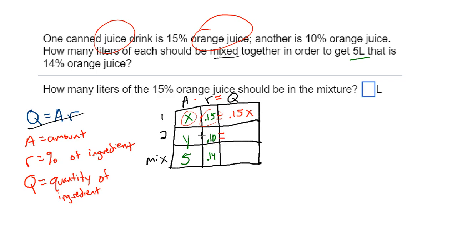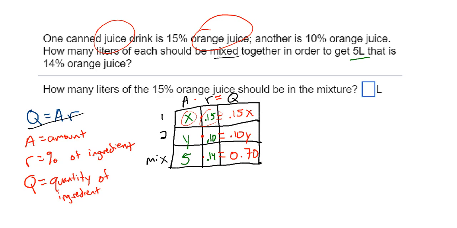Same thing's going to happen in the second row. For the second juice drink, we'll multiply A times R and write that result in the box for Q. So we'll have y times 0.10, which gives me 0.10y. And for the mixture, we'll multiply these together, and this time it's not unknown. We have all the numbers here, so we can multiply 5 times 0.14, and I get 0.70. I like to put the 0 on the end, but you can just put 0.7 if you want. We've completely filled in the table.